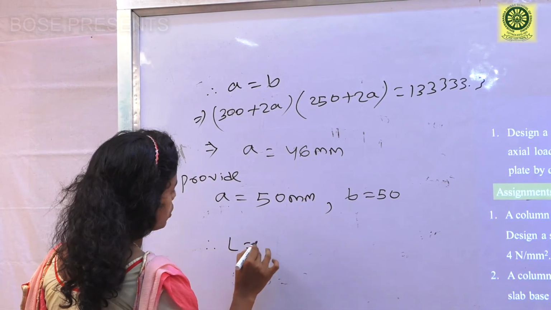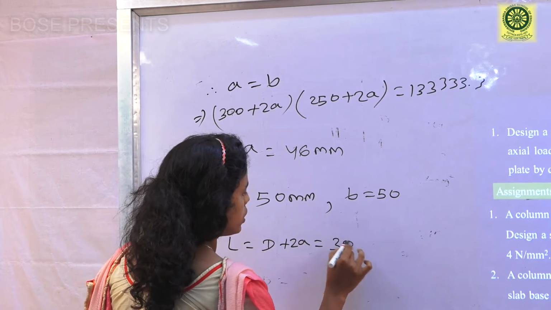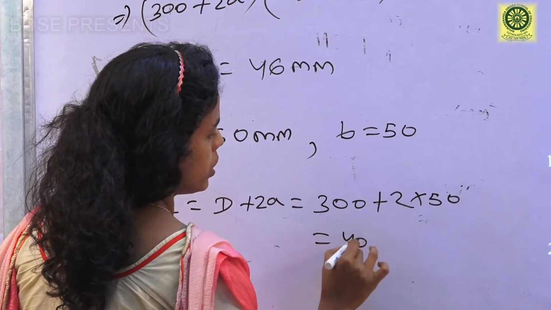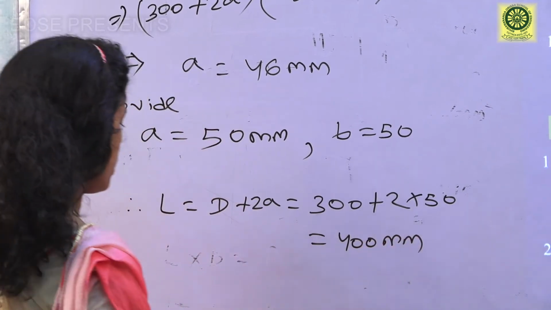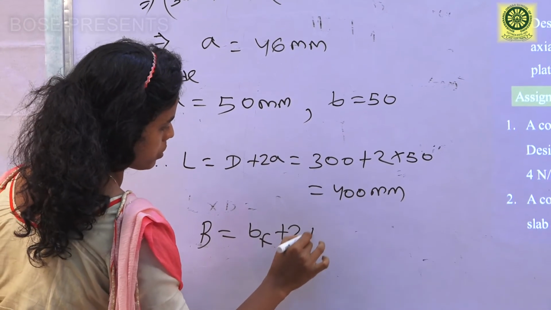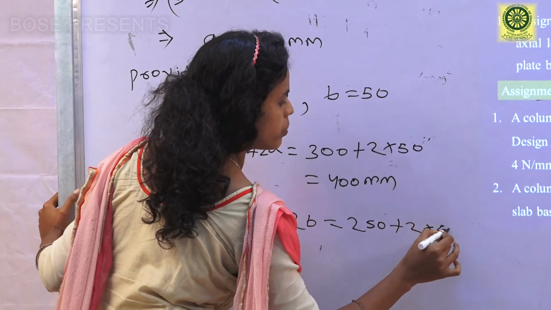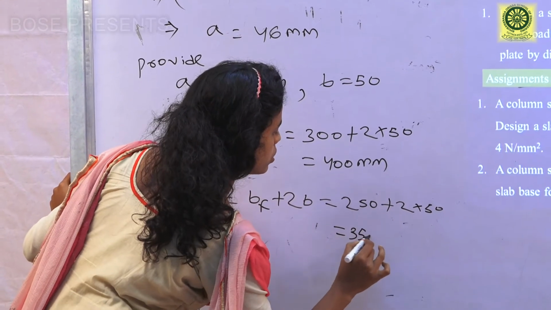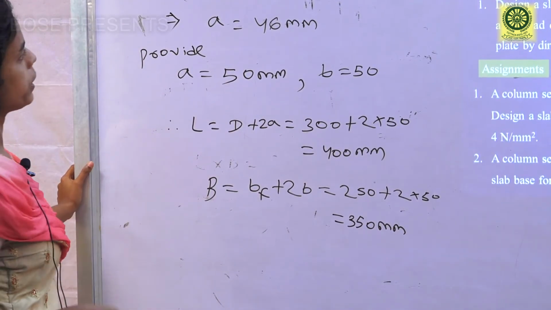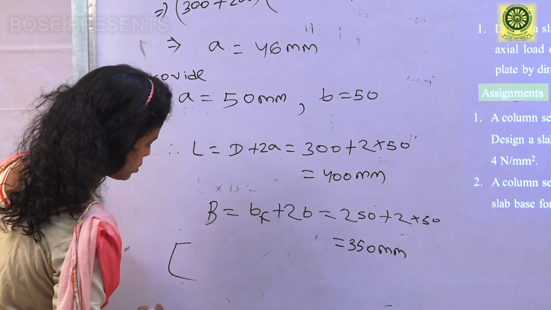So here D is equal to D plus 2A. So D is 300 plus 2 into 50, that is equal to 400 mm. And then B is equal to B plus 2 times B, that is equal to 250 plus 2 into 50, that is equal to 350 mm. Here I designed the base plate as a rectangular section. You can design the base plate as a square section.